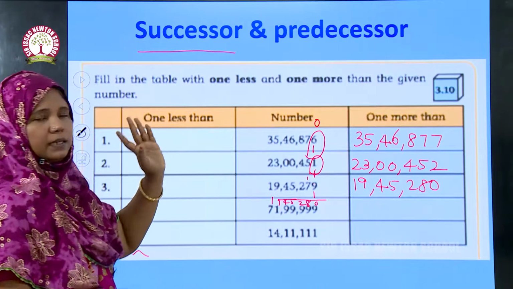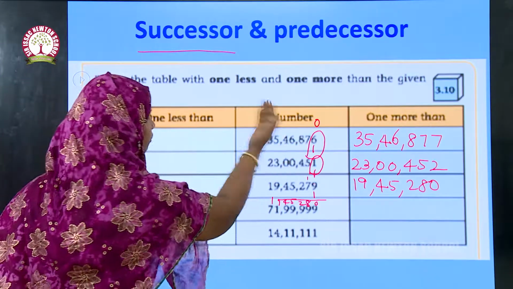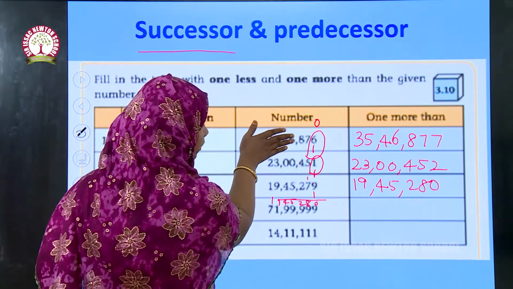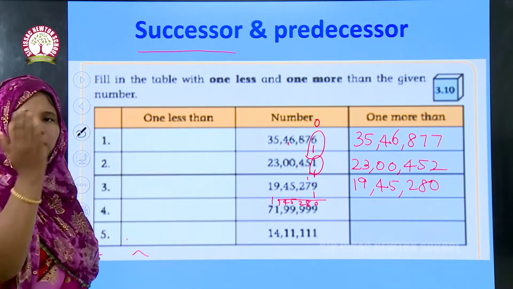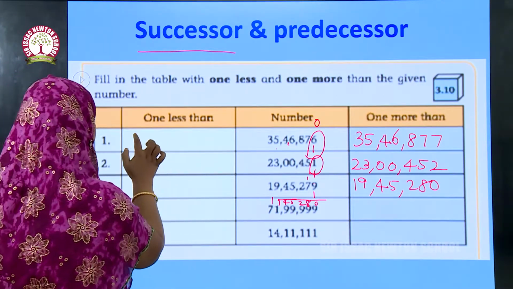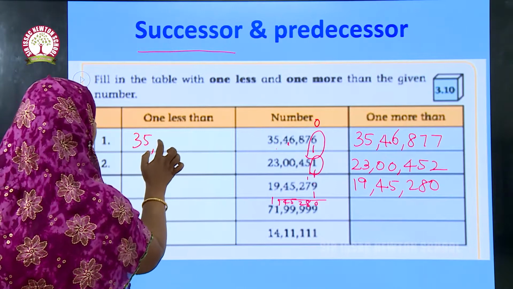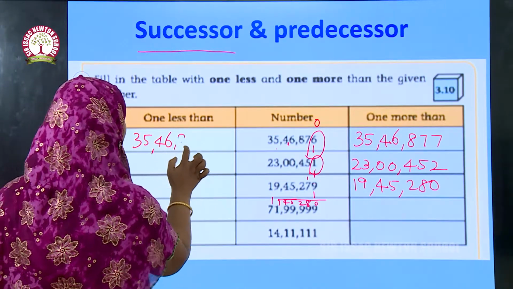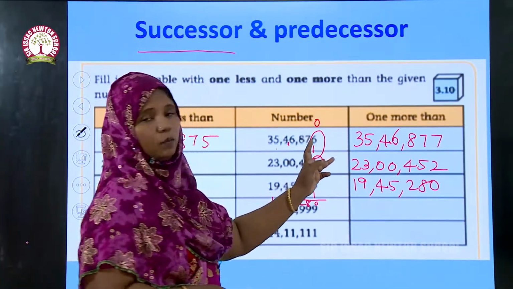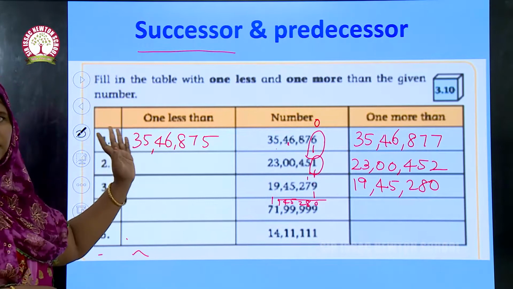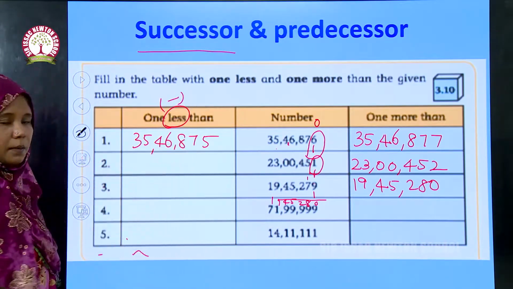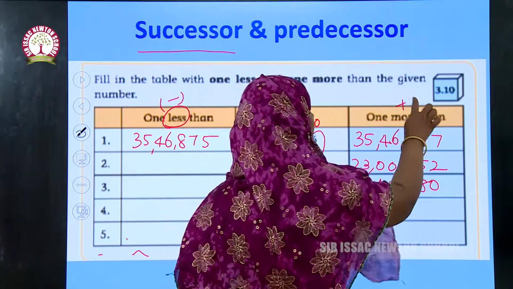What is a predecessor? It is the before value. What is before 876? Just consider 876. What is the value 1 before 876? You all know it is 875. How to get this? You subtract 1. For the after number I add 1, for the before number, 1 less than, I subtract. Less stands for subtraction, and more stands for addition.